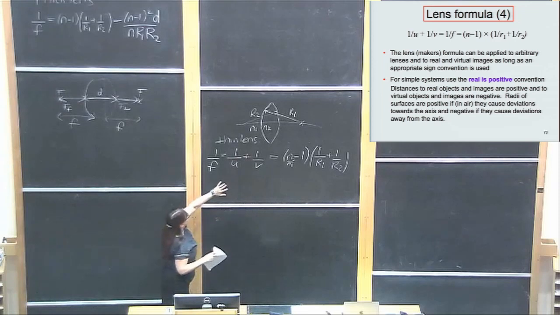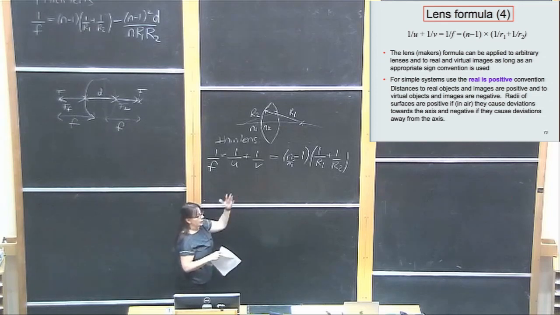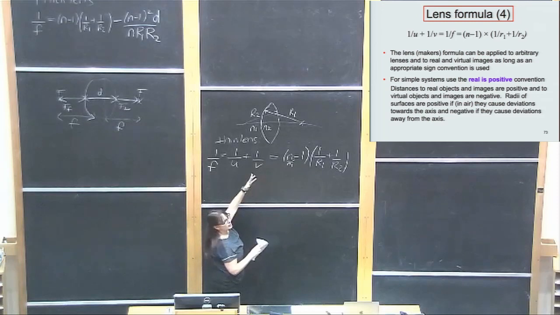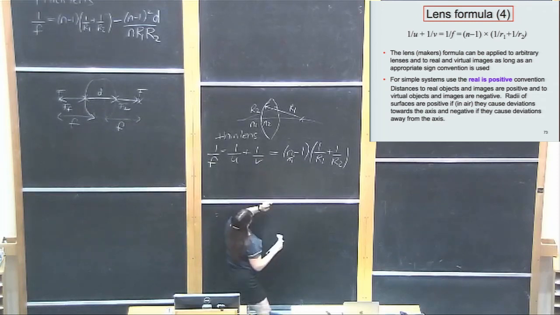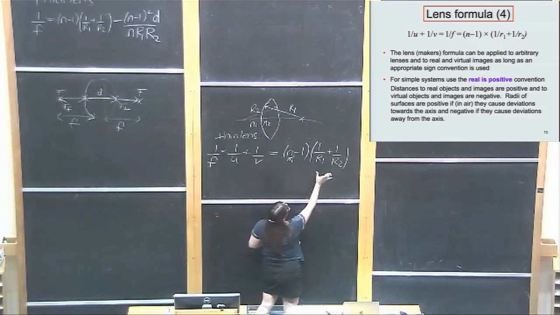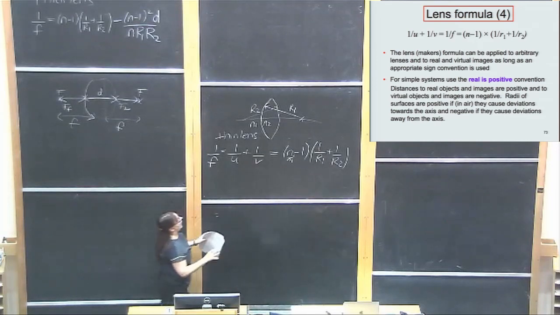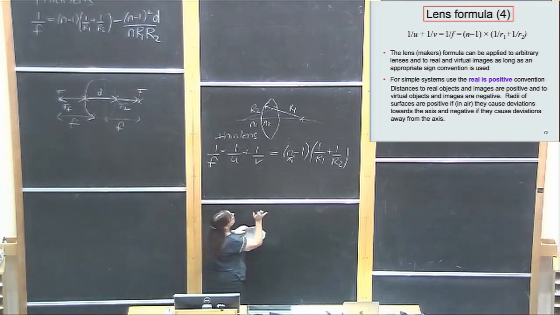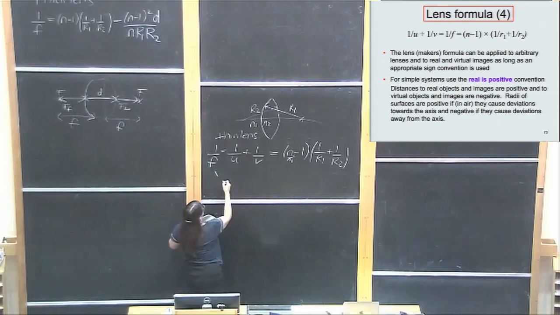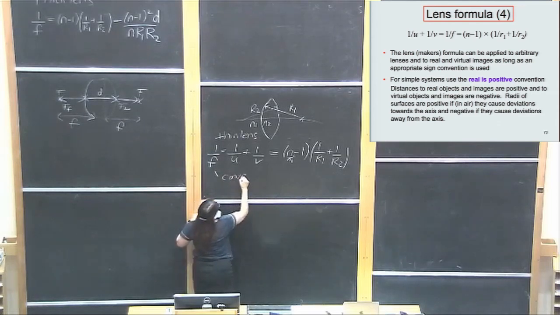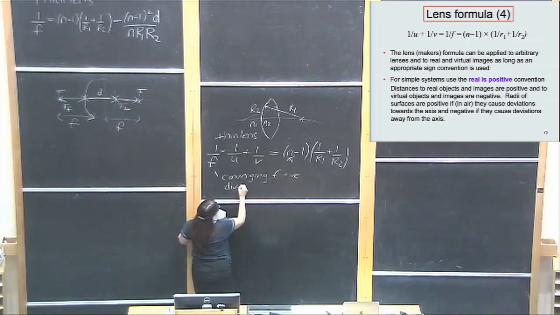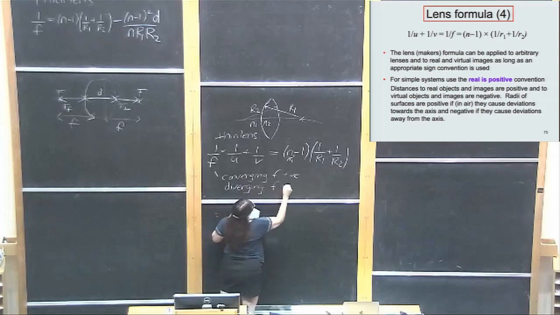Then I talked about how in the real as positive convention, real objects and real images have positive distances, and virtual have negative distances. Also, radii of curvature are defined positive if such a lens shape in air would give you deviations towards the axis. Remembering that for a converging lens, F is positive, and for a diverging lens, F is negative.